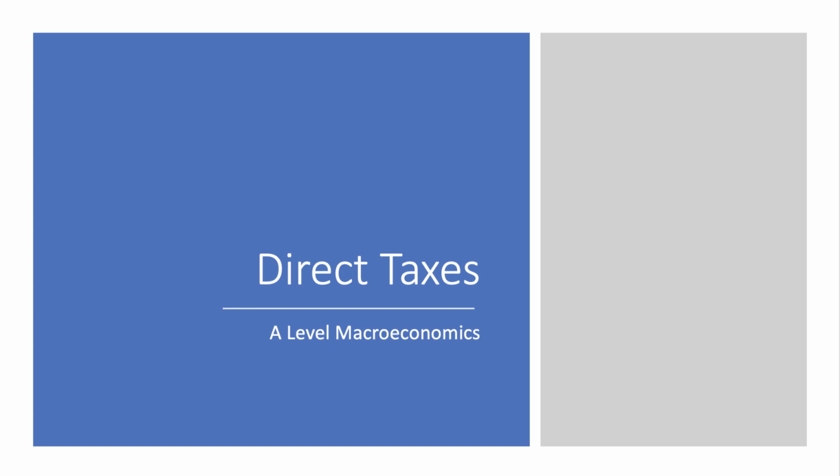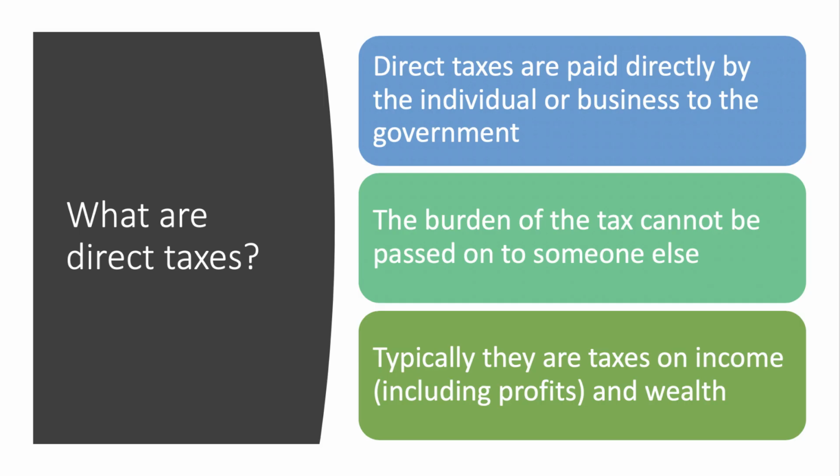In this short revision video, we'll take a look at how the government can generate revenue from direct taxes. Direct taxes are paid directly by the individual or a business to the government. The key point is that the burden of a direct tax cannot be passed on to somebody else. This is different to finding ways to legally avoid or illegally evade tax, but crucially the tax liability is yours and yours to pay.